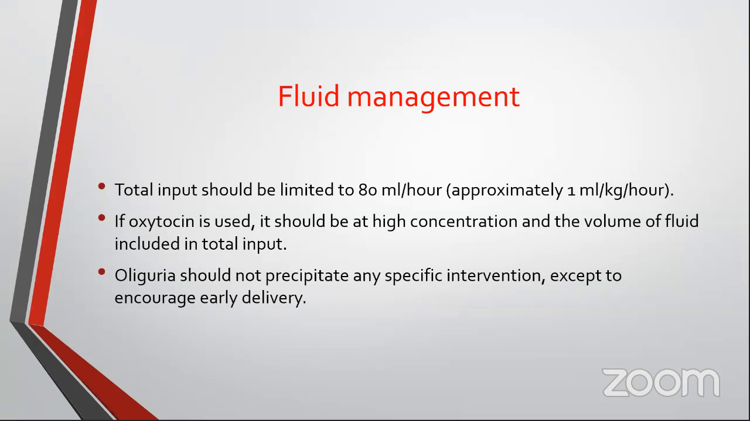If you are willing to give oxytocin, give a high concentration of oxytocin with a low volume of fluid. Oliguria should not precipitate any specific intervention except to encourage early delivery. Oliguria should not be managed by fluid. If you have oliguria, don't give Lasix, and don't give fluid to improve the oliguria. Don't do anything, expedite the delivery. Only this is the treatment.